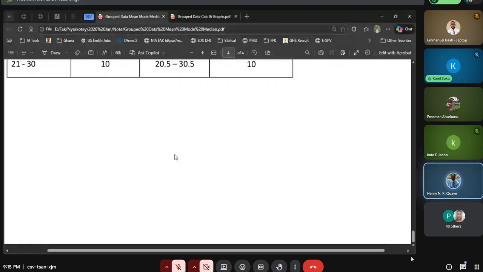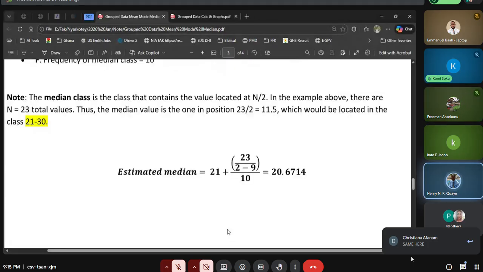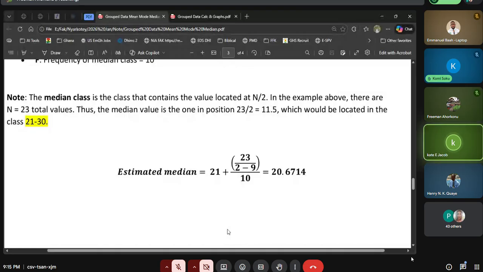For the 20.5, the L plus FM, the longer one, where we have the L as 20.5 plus 10 minus 7 over 10 minus 7 plus 10. Or the mean. Is that the mean? Yeah. And for the median, for this particular question, I think I got 31 points.